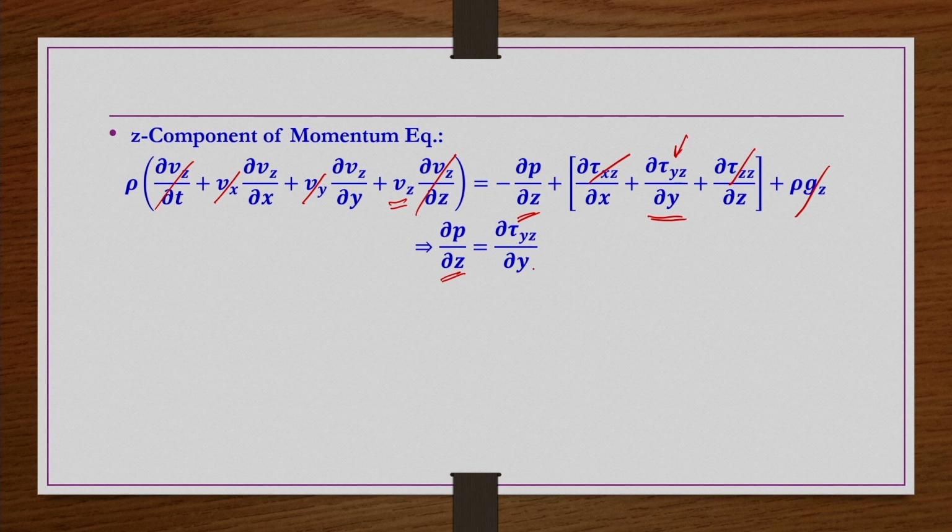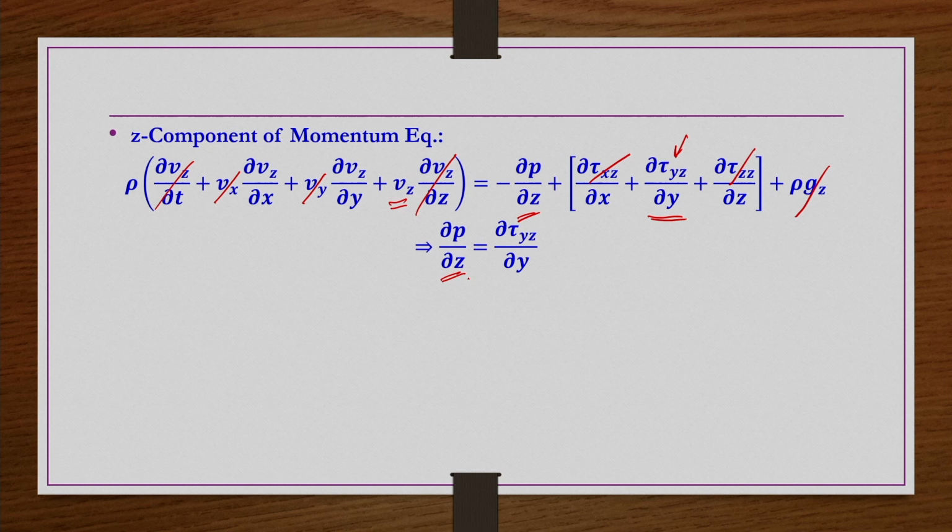Similarly, tau yz is not changing in the z direction because of the fully developed flow conditions, so it is changing only in the y direction. So, for solving or integrating, these two terms individually we can equate to some constant and then integrate them. Let us say that constant is C1, or anything like that.